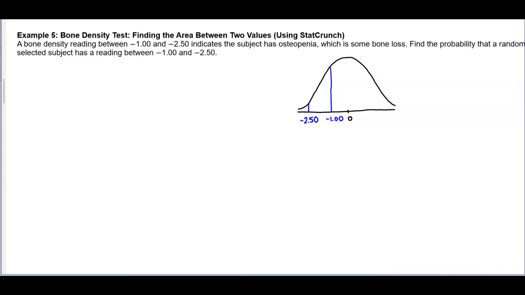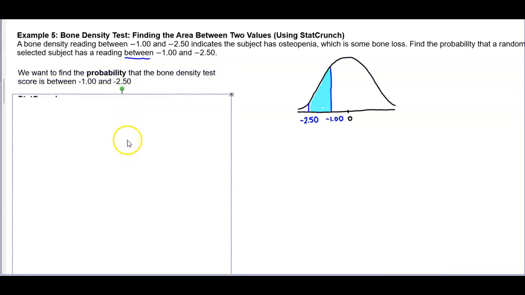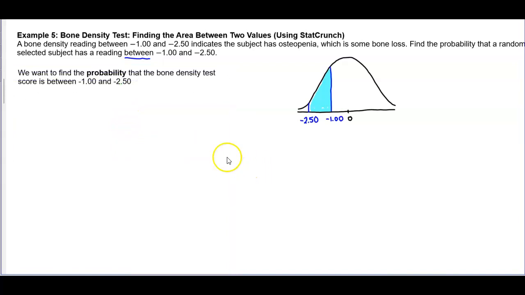Okay, now the key word said it's in between. So what we're looking for is the area that's in between. So we're looking for this shaded area. So we want to find the probability that the bone density test score is between those two values.